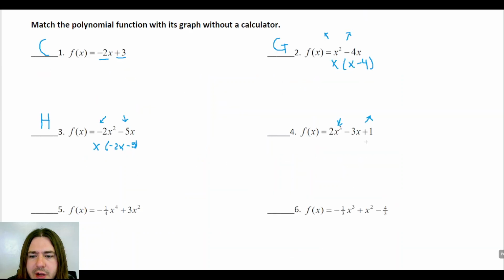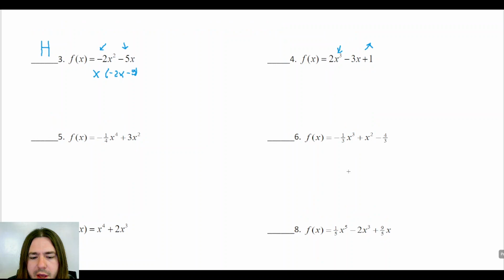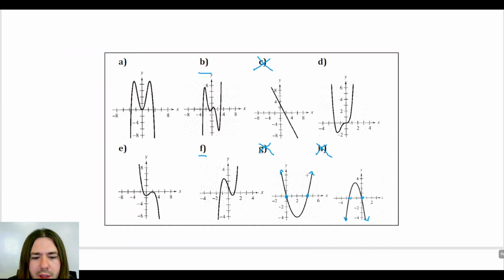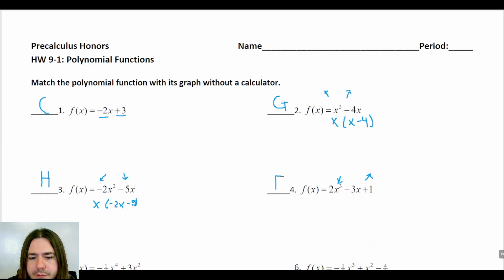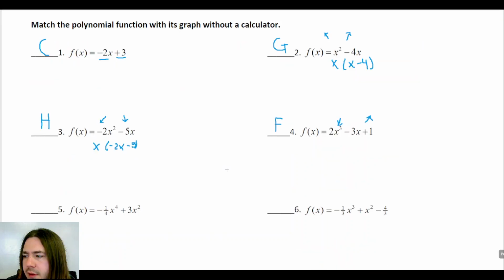If I plug in 0 here, I get 0 plus 1. The y-intercept is 1, and so we see this one has a y-intercept of 1, so it may be F. This y-intercept is 0, so it's got to be F. So this right here, the constant is always the y-intercept, okay? Little trick there. That's true for all of these polynomial functions. You know, like we looked at this linear one, we found the y-intercept.